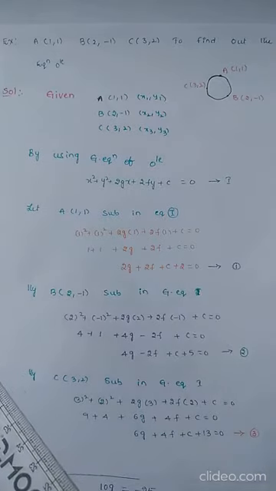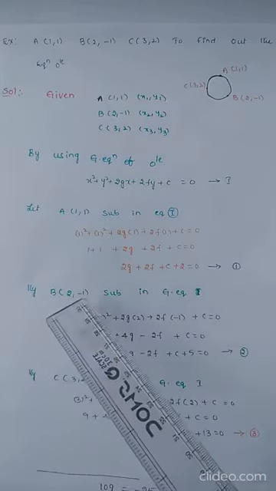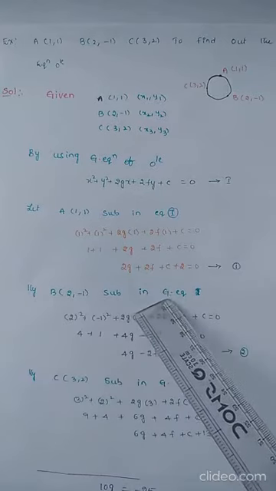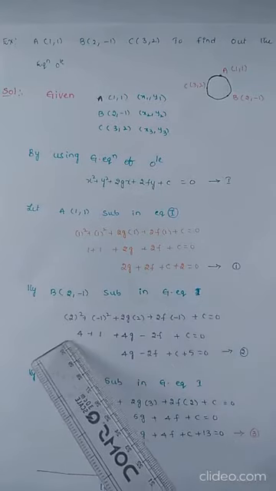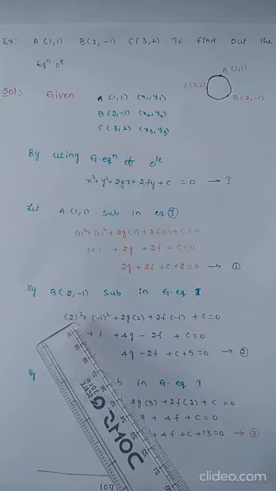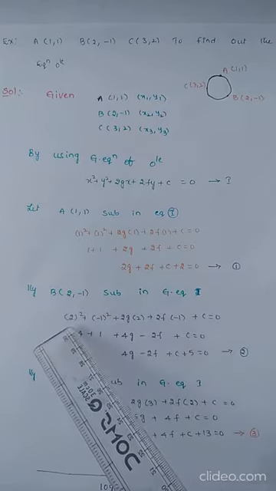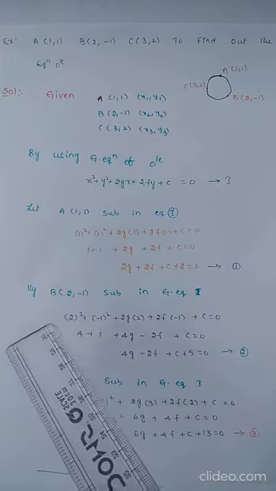Similarly, what is the point on B here? 2 comma minus 1. Substitute 2 comma minus 1 in the general equation. So what is the value here? x is 2, y is minus 1. Therefore, substitute the values of 2 comma minus 1 and rearrange the equation.